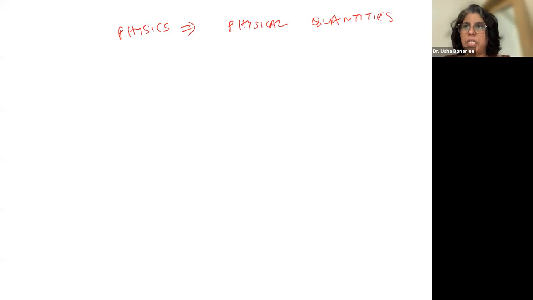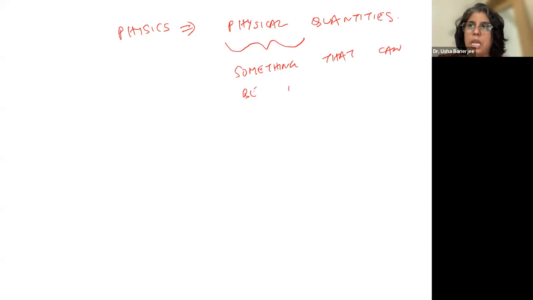Now, what we are studying is physics, and physics is nothing but studying physical quantities. These are essential concepts of physics. So what is a physical quantity? Something that can be measured. And why do we want to measure things? Because it's easy to understand numbers.